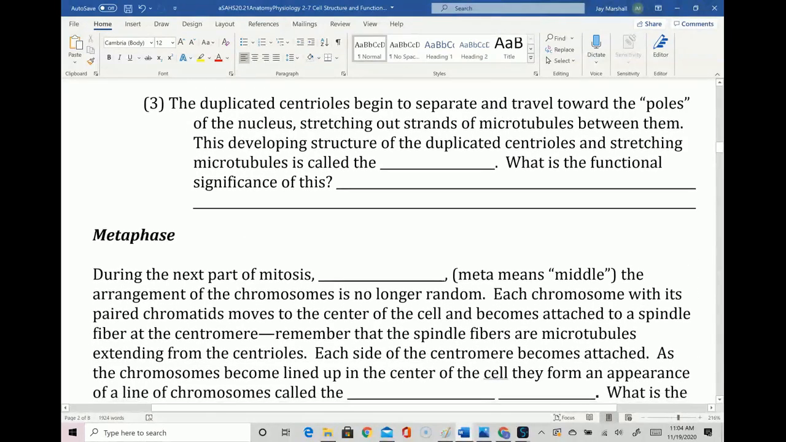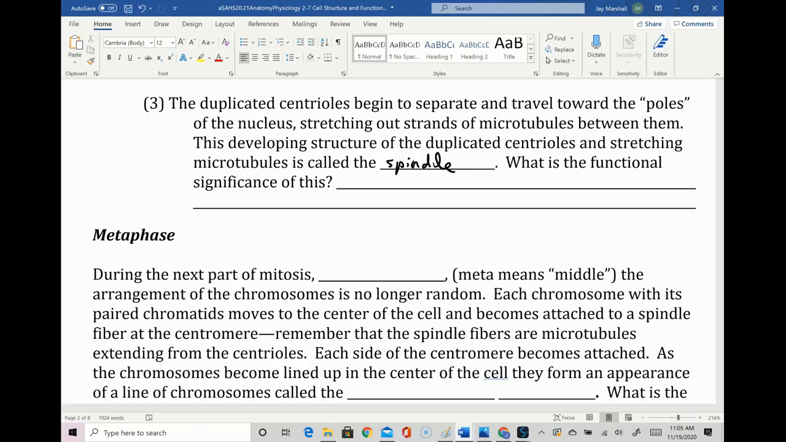Okay? So, the duplicated centrioles begin to separate and travel towards the poles of the nucleus, stretching out strands of microtubules between them. This developing structure of the duplicated centrioles and stretchy microtubules is called what? What do we call that apparatus that this creates? Spindle fiber? It's the spindle apparatus, right? It's the spindle. Does anybody know what a spindle is, or what it refers to normally?